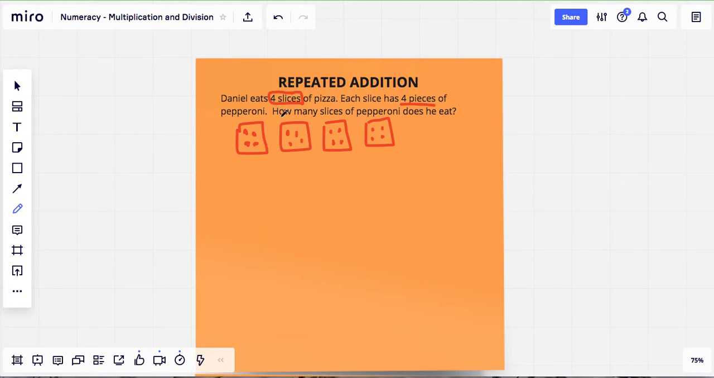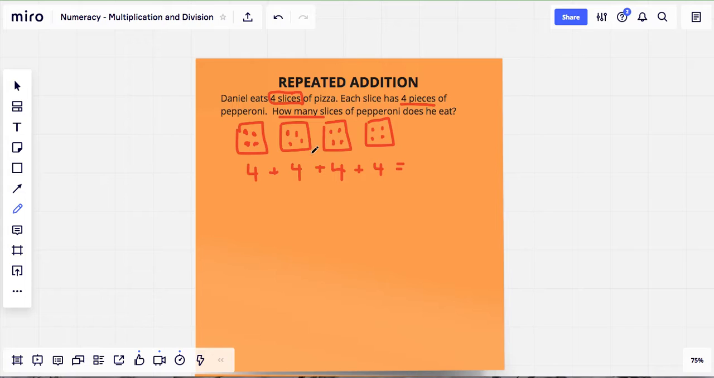Okay, and then we're asked to find how many slices of pepperoni does he eat. So we want to know the total number of these little pepperoni pieces he eats. So I might look at that and go, okay, I'm going to count them all up, 1, 2, 3, 4, 5, 6. And by doing that, you're counting by ones, but you're taking 4 from here and you're adding 4 more, and then you're going to add these 4, and then you would add these 4, and you would get to your answer that way.